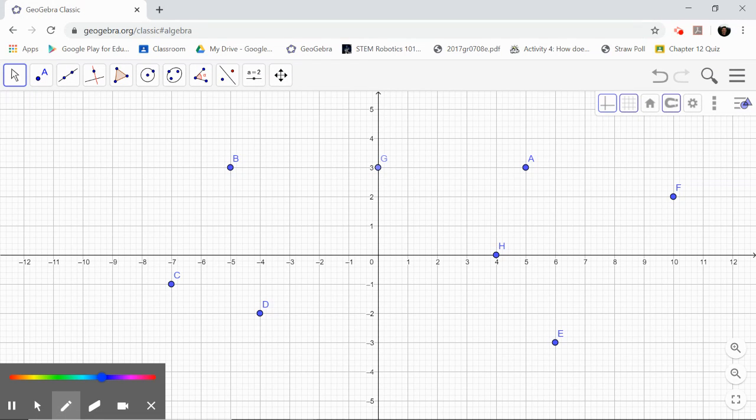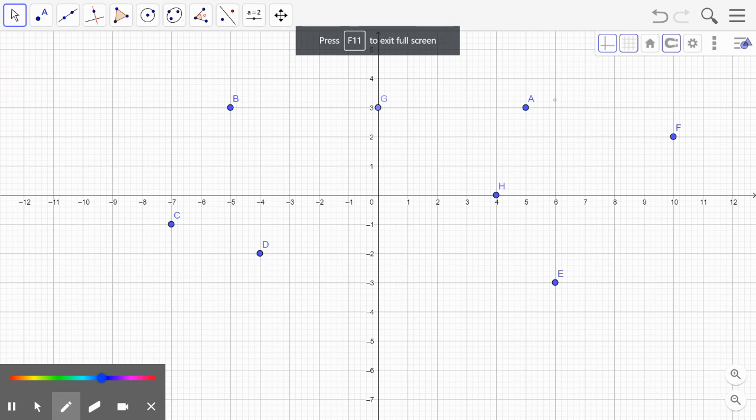We're going to be working out some example problems that are very similar to your homework in exercise 10.1. Now in 10.1, you have a bunch of points that are on a coordinate plane just like this, and your textbook is asking you to find the coordinates of each one of these points.